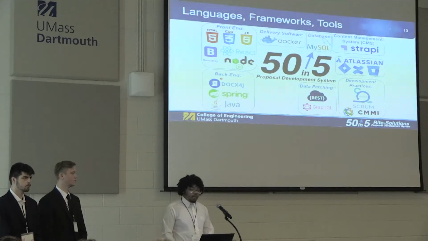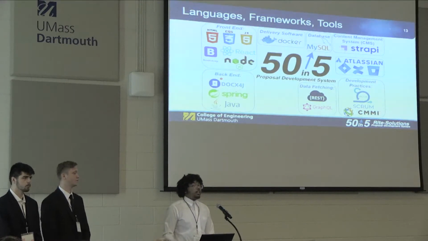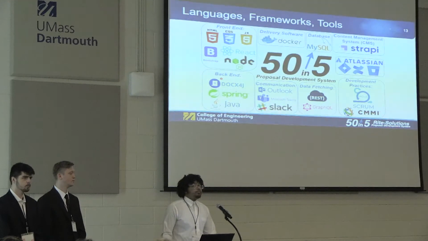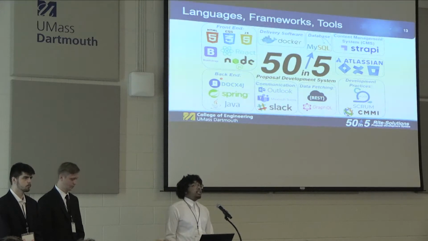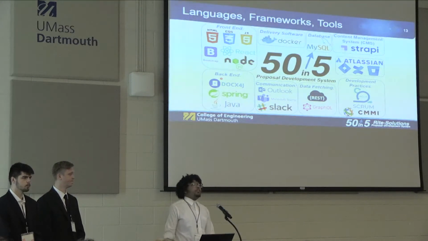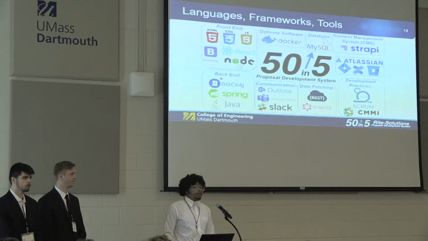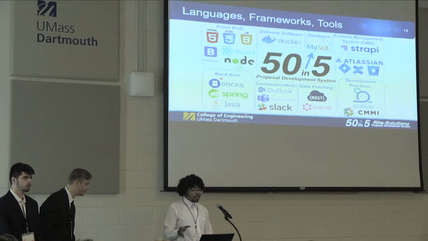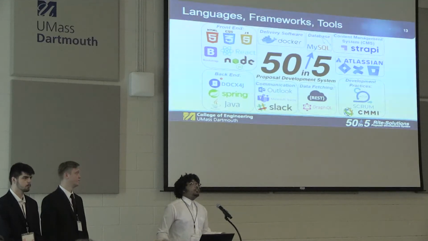For data fetching, our methods for receiving our data are REST and GraphQL. And as for our communication, Outlook was our main point of email communication between the team and the client. Microsoft Teams was our main point of communication within the team, and also with the client, with video calls and chat.